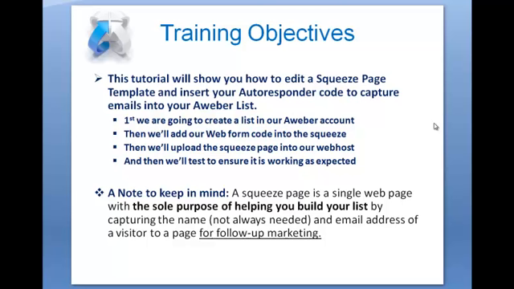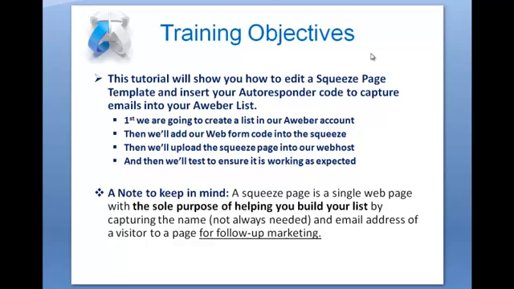Okay, so here's what we're going to do. We're going to get a Squeeze page, which I'm going to give you so you have something to work with and follow along this video tutorial. And then we're going to create a new list in one of my Aweber accounts. After we create a list in Aweber, we'll create a web form.